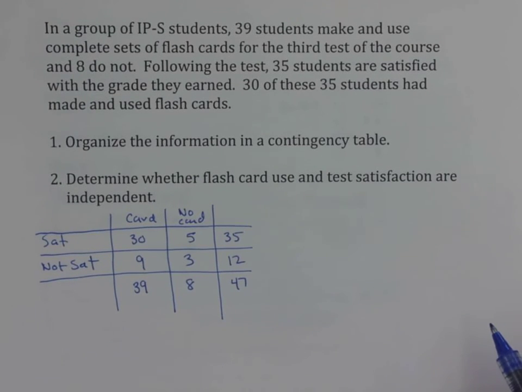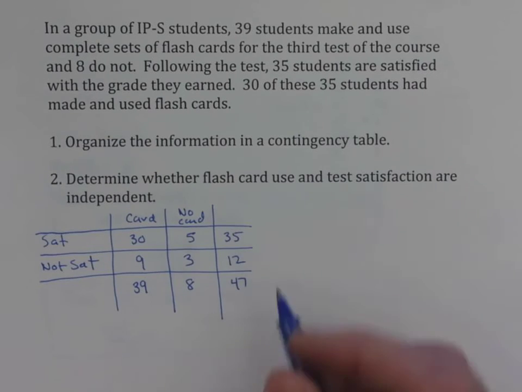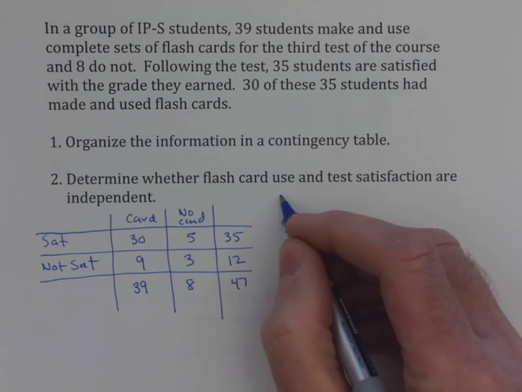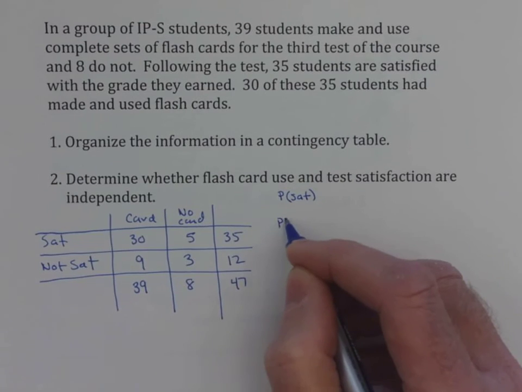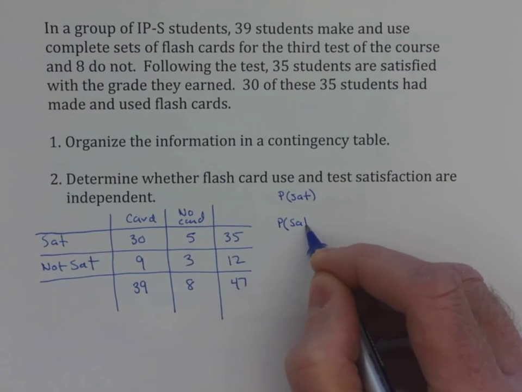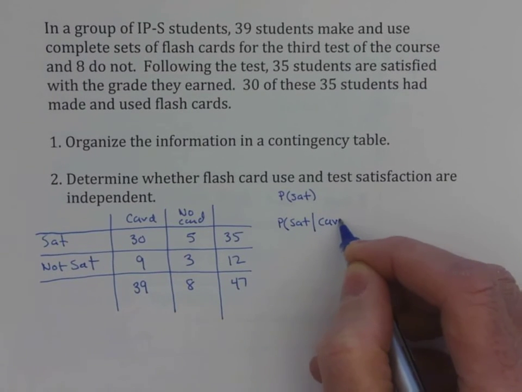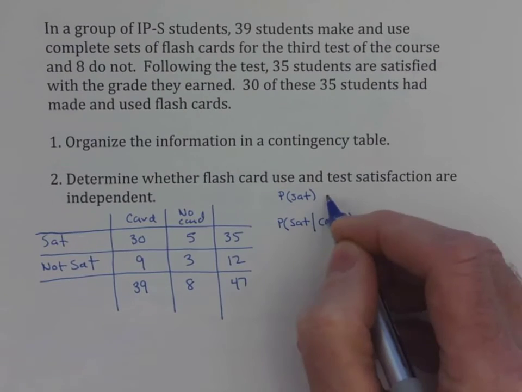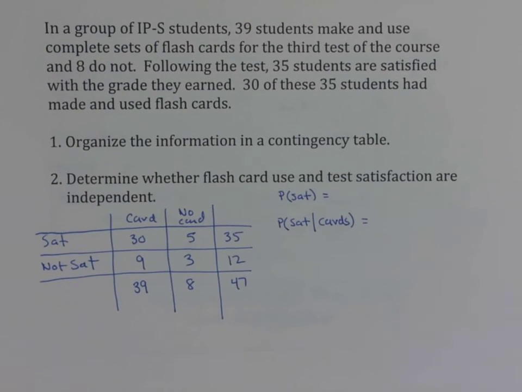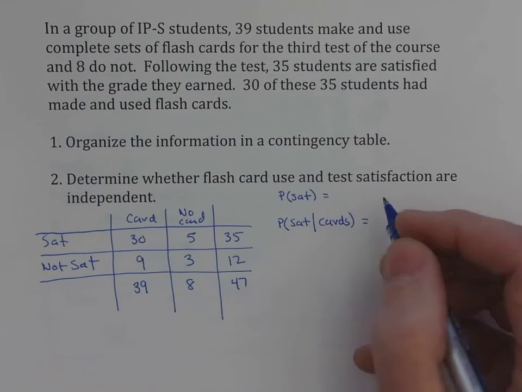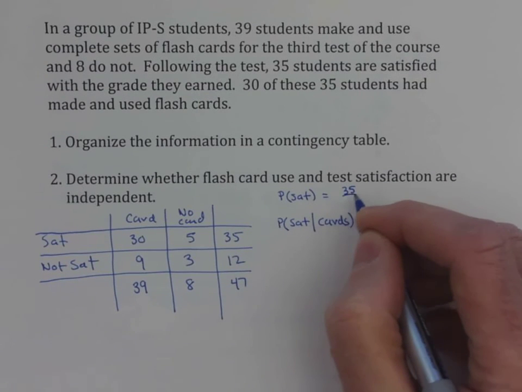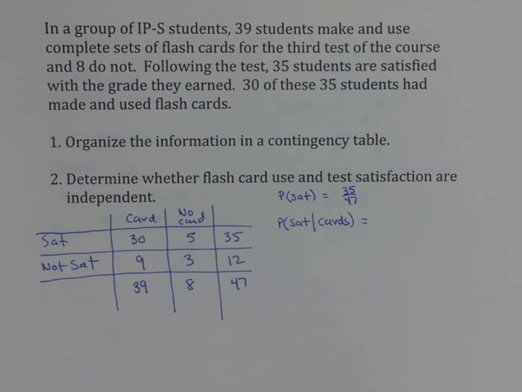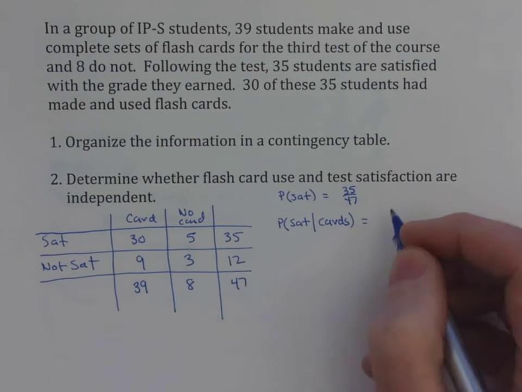One is to compare a conditional probability to an unconditional probability. So we could ask, for example, what's the probability that somebody was satisfied with their result, and compare it to the probability that they were satisfied given that they had made flashcards. And if these numbers are equal, then these events are independent, and if not, then they are not. So the probability that somebody was satisfied is 35 out of the 47. And the probability that somebody was satisfied given that they had made cards is 30 out of 39.